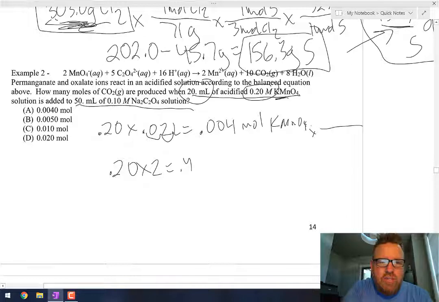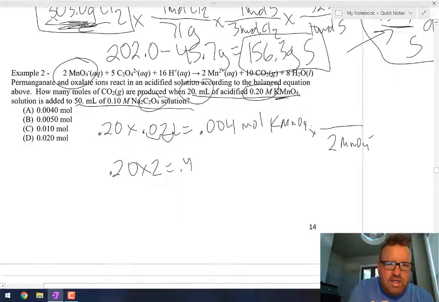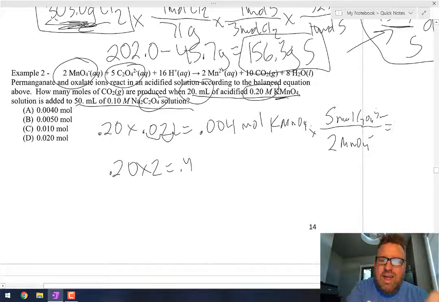And then using the balanced equation, this is a net ionic equation. They took the potassium and the sodiums out. So 2 moles of KMnO4 are going to react with, and it's the oxalate, the C2O4, with 5 moles of C2O4 2-. And again, we could get grams, but remember, they've given us concentration and volume here, so we're going to get moles of that one as well.